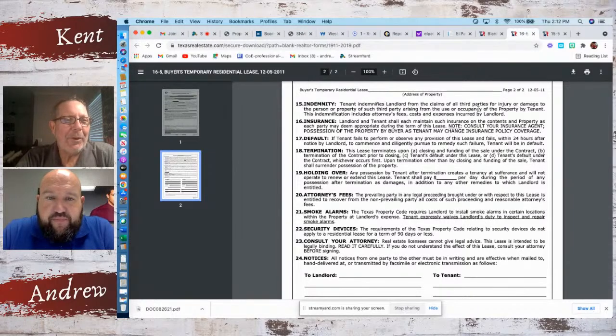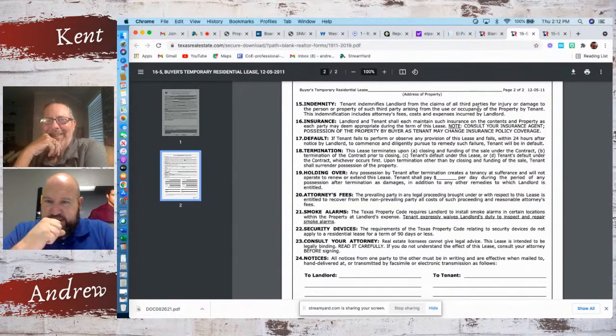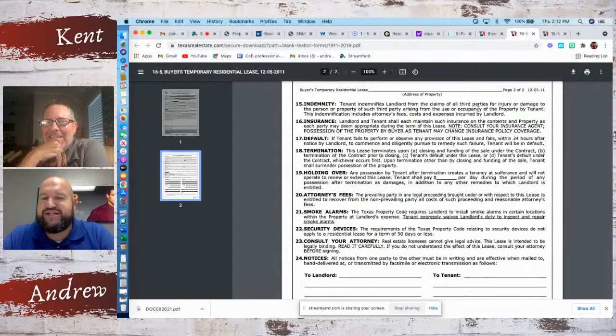Default. If tenant fails to perform or observe any provision of this lease and fails within 24 hours notice by landlord to commence and diligently pursue to remedy such failure, tenant will be in default. Termination. As we talked about paragraph 18 earlier in this agreement, this lease terminates upon either A, closing and funding of the sale under the contract, B, termination of the contract prior to closing, or tenant's default under this lease, or tenant's default under the contract, whichever occurs first. Upon termination other than by closing and funding of the sale, tenant shall surrender possession of the property.